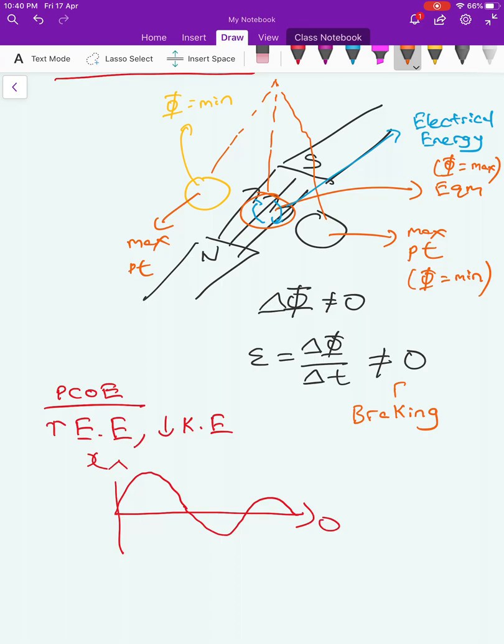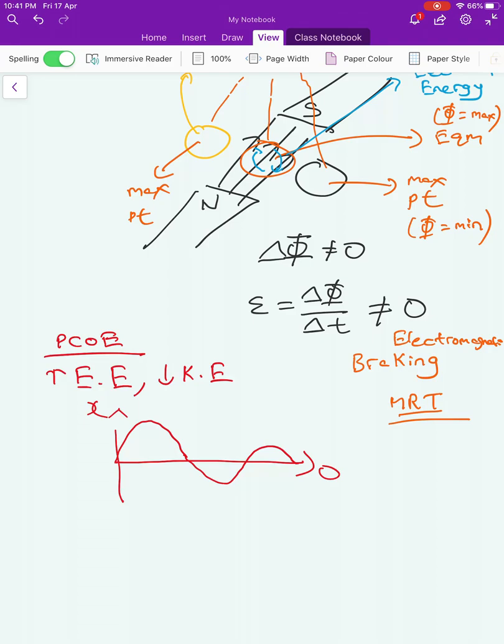I think earlier he showed me a video of this, which is what we call electromagnetic breaking. Some metro systems like the MRT use this method to stop the train. When the train is approaching a station, the system creates a changing magnetic field. The train senses that changing magnetic field and creates its own EMF to oppose the changing magnetic flux linkage. So this is one application of electromagnetic induction.